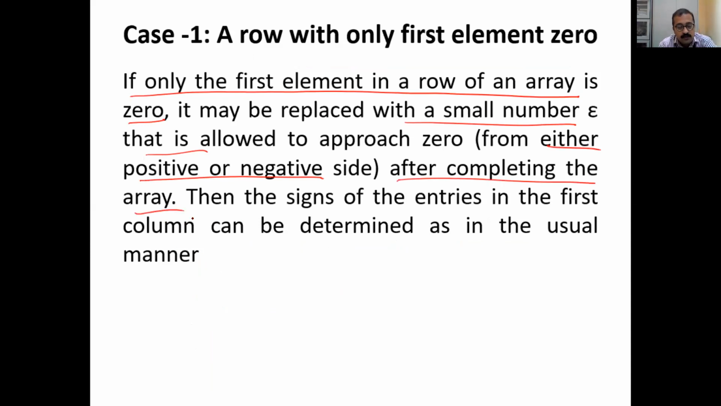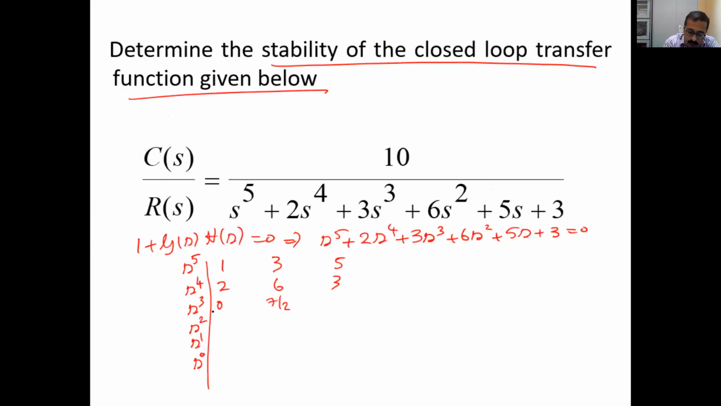Okay, so instead of 0, you consider a very small number epsilon, which may be positive or which may be negative. Say, for example, 0.001, or epsilon may be minus 0.001. Then the signs of the entries in the first column can be determined in the usual manner. So going back, instead of this 0, I will consider a small number epsilon, say 0.001. Now complete the array by considering epsilon.